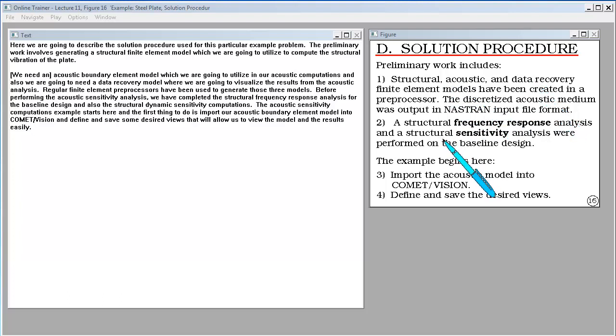Before performing the acoustic sensitivity analysis, we have completed the structural frequency response analysis for the baseline design, and also the structural dynamic sensitivity computations. The acoustic sensitivity computations example starts here, and the first thing to do is import our acoustic boundary element model into Comet Vision and define and save some desired views that will allow us to view the model and the results easily.